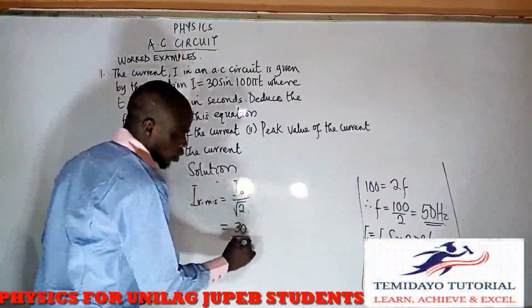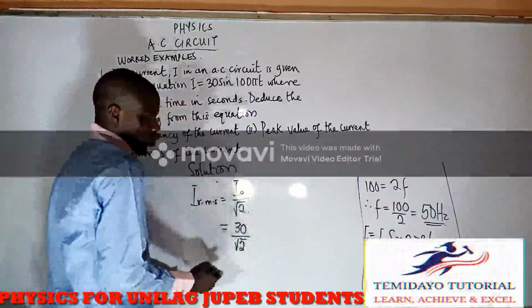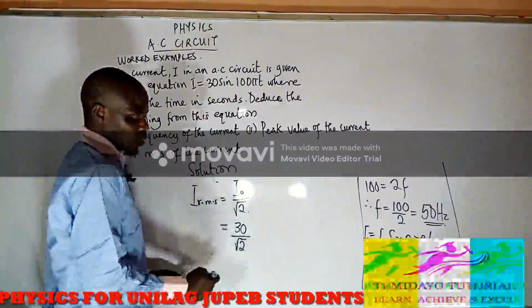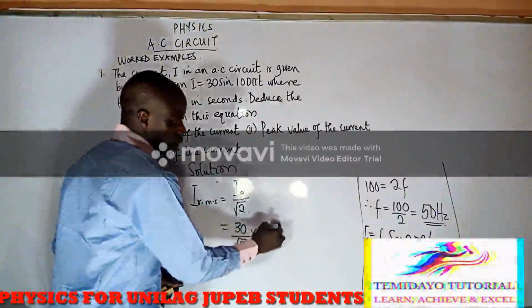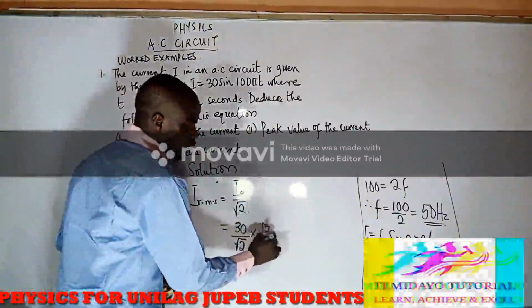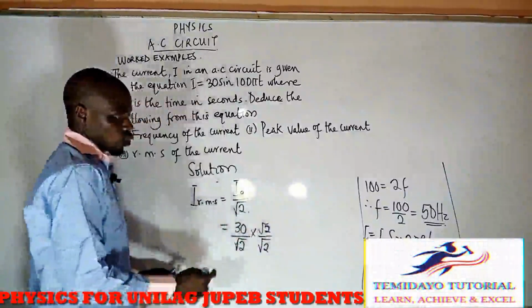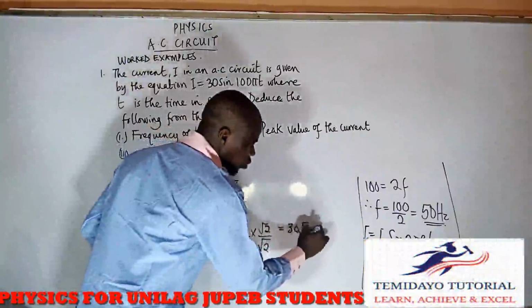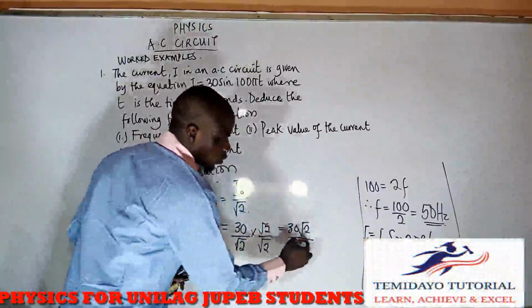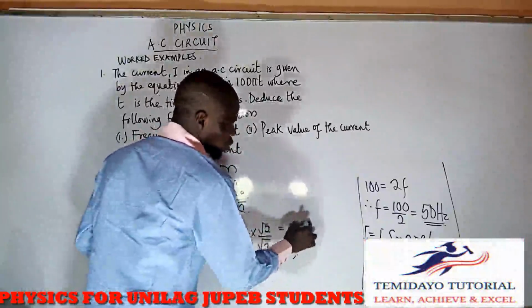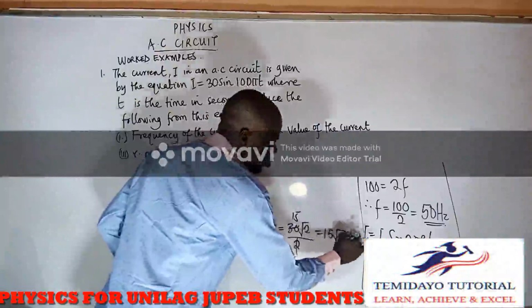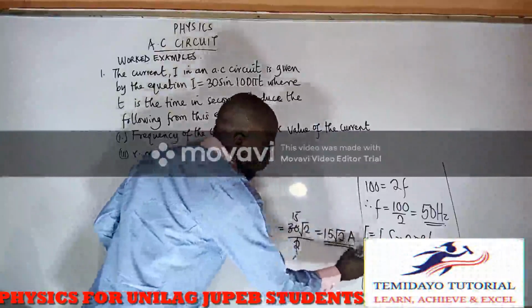So that gives us 30 over root 2. At this point, you can rationalize this: multiply this by root 2 and this by root 2. So 30 multiplied by root 2 gives us 30 root 2, over root 2 times root 2, which gives us 2. So 2 goes into 30 fifteen times. This gives us 15 root 2 amps. You can leave it as 15 root 2.